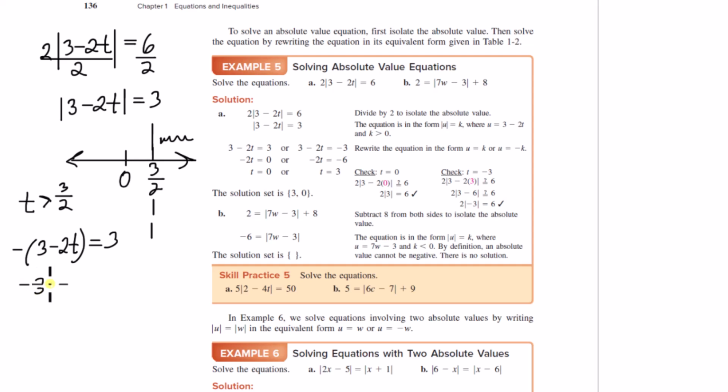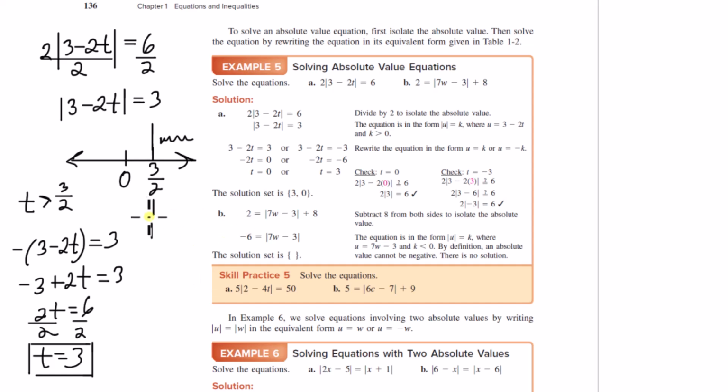Okay, so now let's solve this. Add 3 to both sides. Divide both sides by 2. You get t is equal to 3. So is this within the interval? Yes, it is. So, okay, that's a solution.